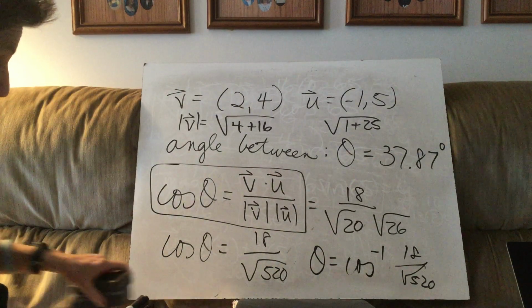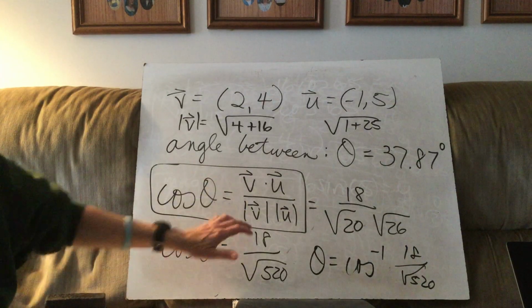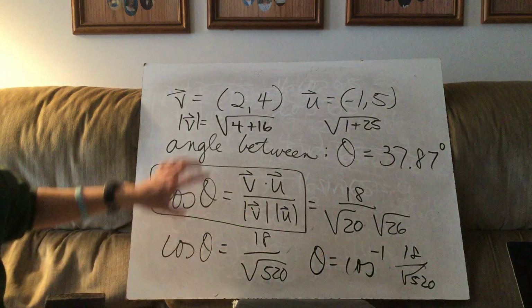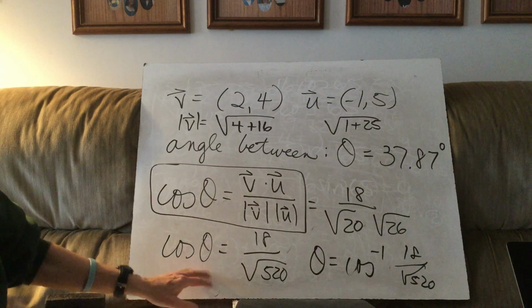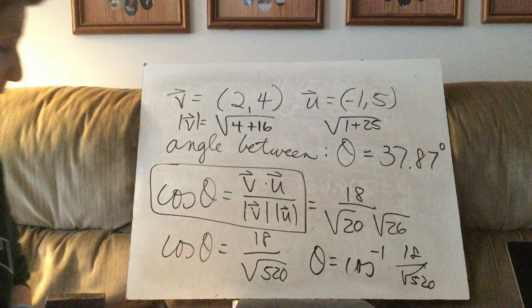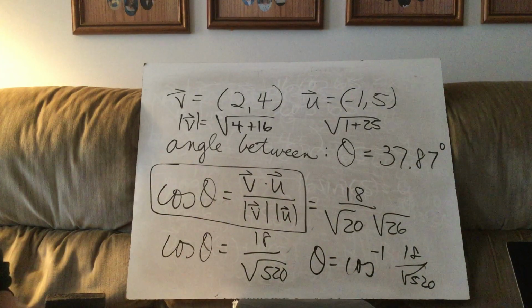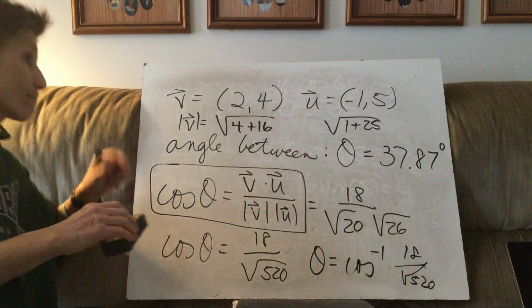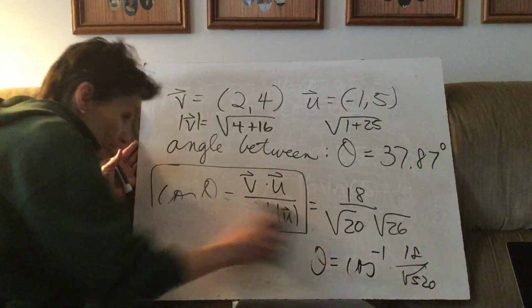This little formula right here, you got to know. That's how you're going to find the angle between two vectors. So you know how to do the dot product, you know how to find magnitudes. So as long as you know the formula, you're all set. To find the actual angle, we have to second cosine this fraction. Okay.